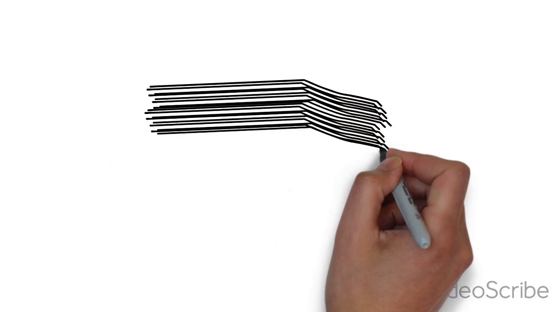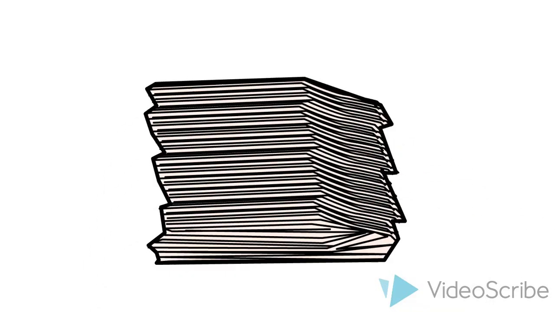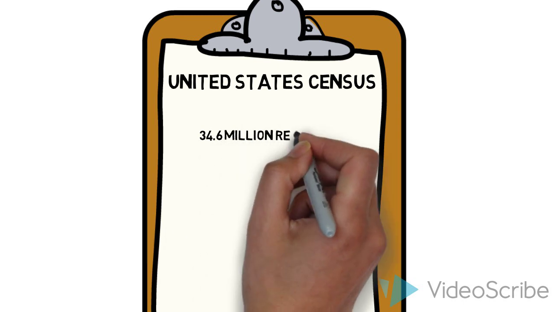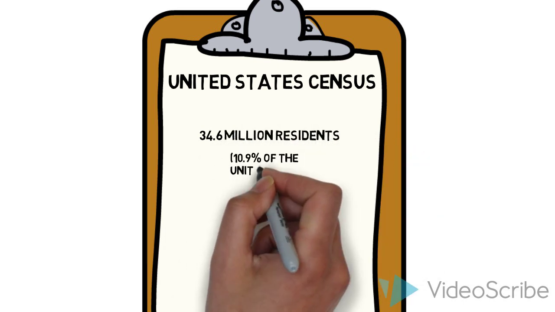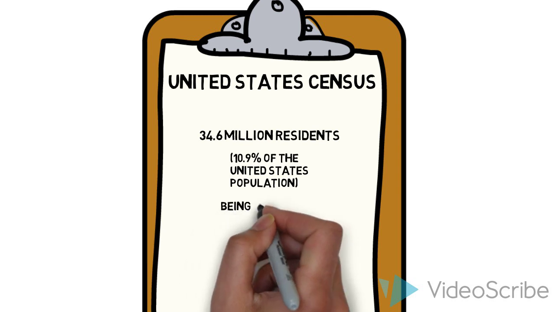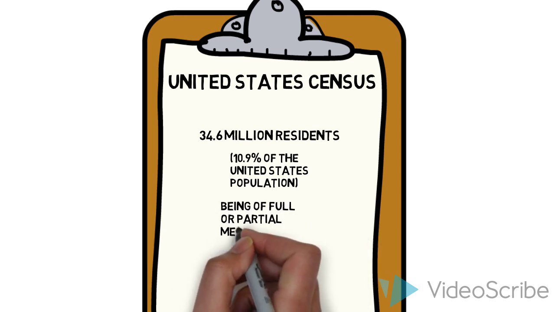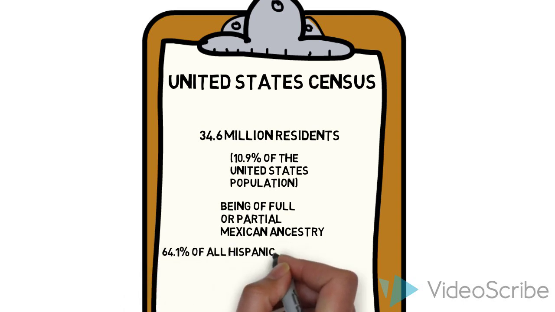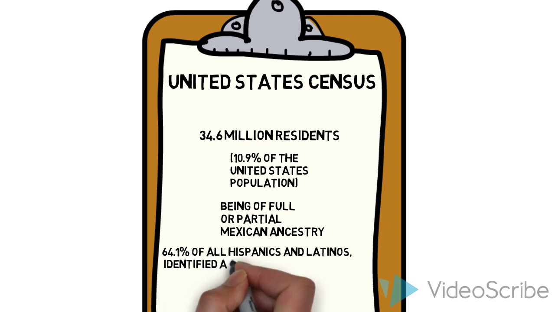Another key piece of information, according to the 2013 U.S. Census, is that 34.6 million residents, which is 10.9% of the United States population, identified as being of full or partial Mexican ancestry. And of that 10.9%, 64.1% of all Hispanics and Latinos identified as being Mexican American.